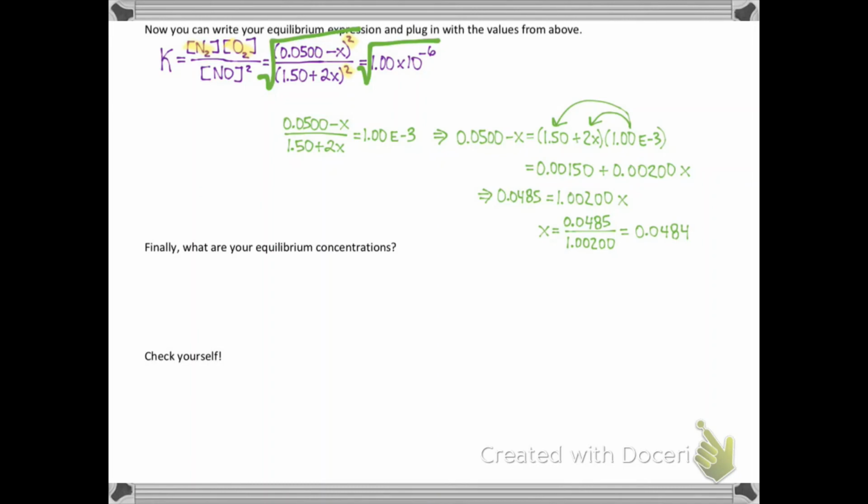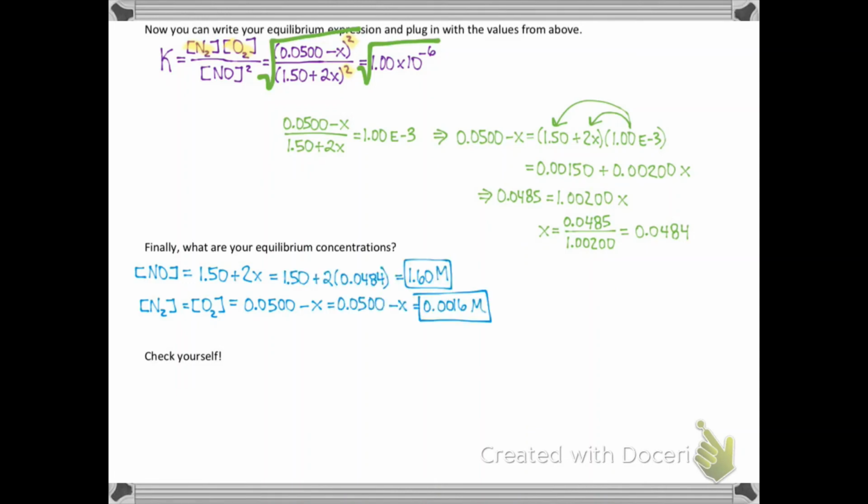Not yet. Almost. Because that's just your X value. Now you need to plug X back into your equilibrium expressions and find the actual equilibrium concentrations. But that's short and sweet. So once we plug in the values for X, we'll have our final concentrations. And now you finally have your equilibrium concentrations, which was the whole goal of the whole problem.